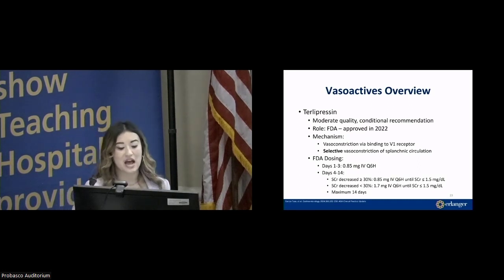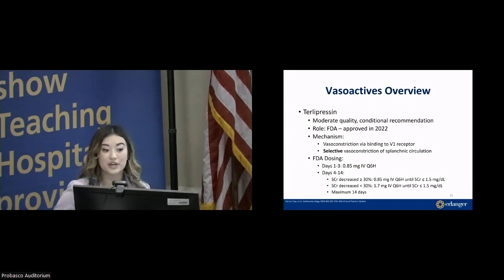Terlipressin is the next vasoactive we will review, which was FDA approved in 2020. This is unique in that it provides selective vasoconstriction of splanchnic circulation. Placebo-controlled randomized clinical trials led to the FDA approval for this medication. Ultimately, they found that terlipressin improved renal function and decreased the need for therapy.